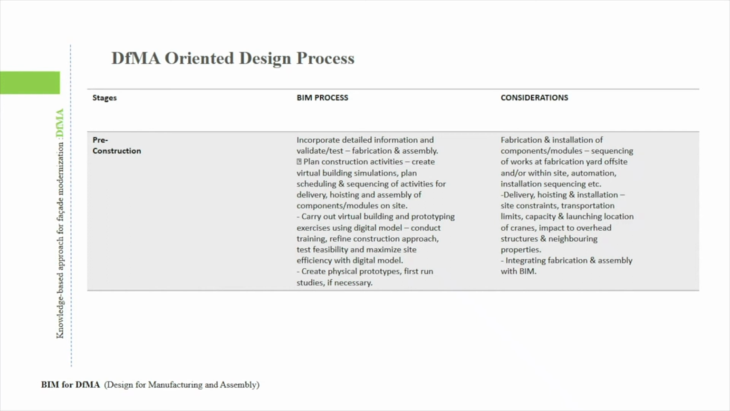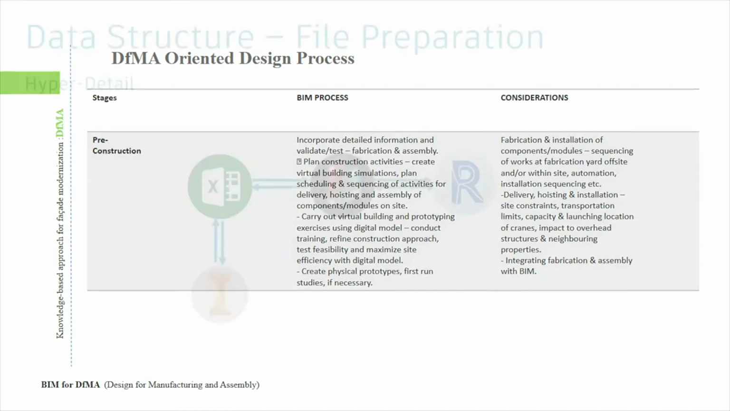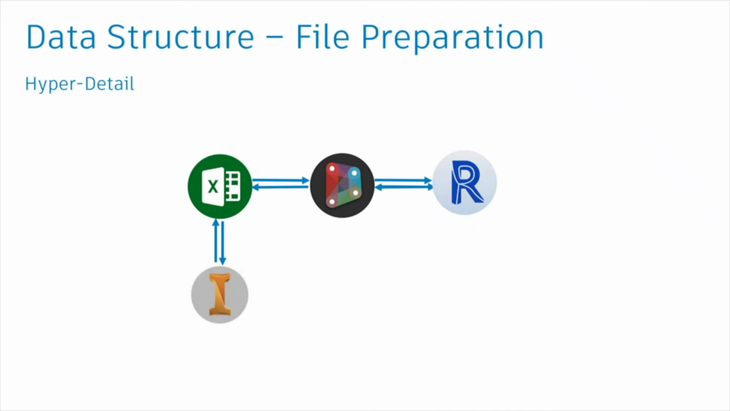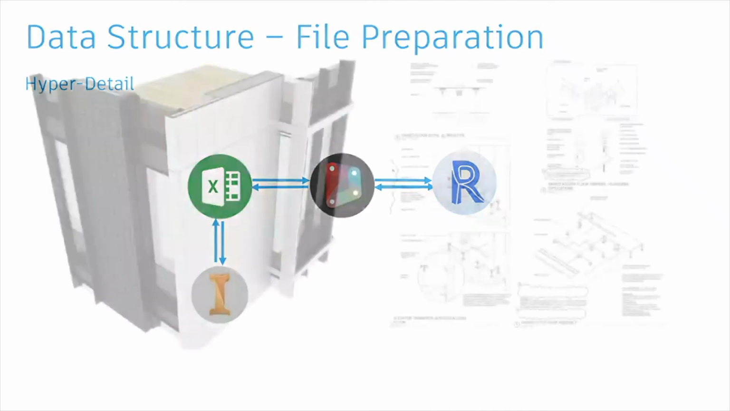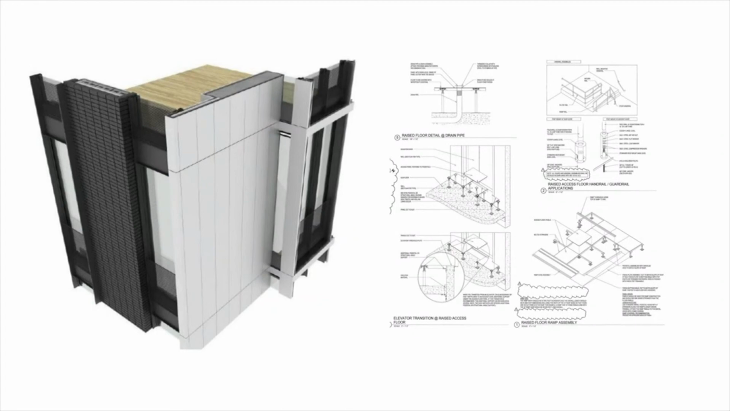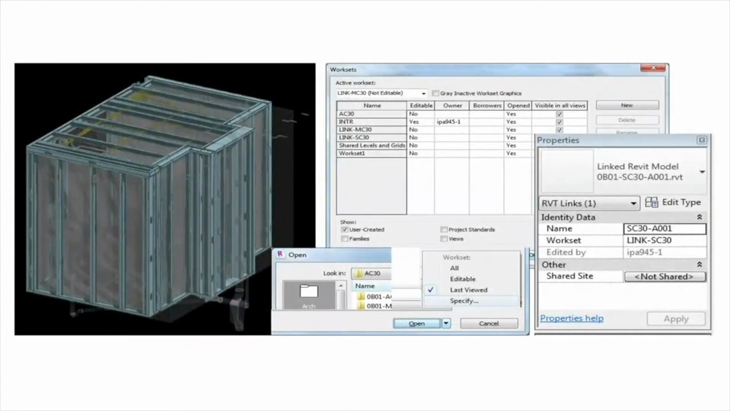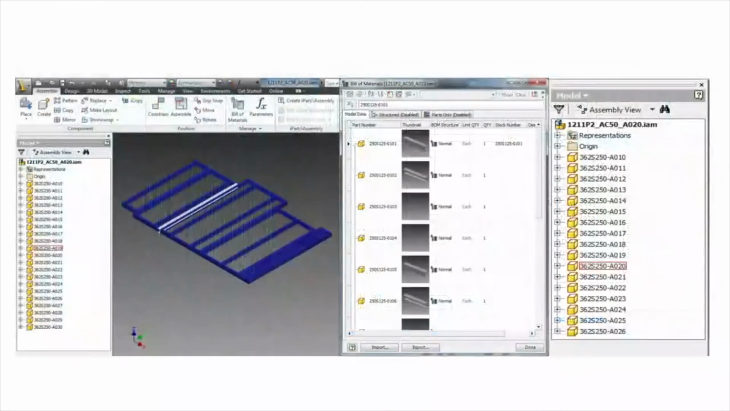And finally, the stage of pre-construction, where detailed information will be validated and tested through digital prototyping. Files are being exchanged between different software, and this is the final outcome. And these are the parametric items, which can be done through different software for digital prototyping, but in this case it's Autodesk Inventor.